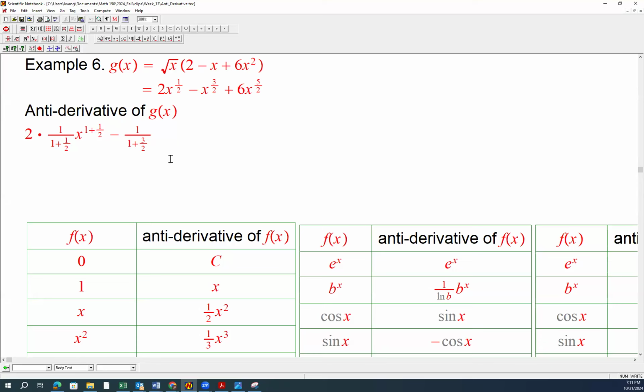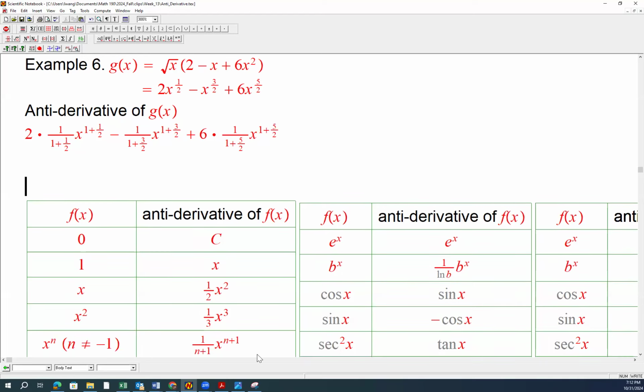3 half. It's 1 plus n plus 1, the same thing. So x raised to the power of the same number as in the denominator. Plus the 6 multiply the antiderivative of x raised to the power 5 half, right? So that we're gonna get 1 plus 5 half under 1, and then x raised to the power of 1 plus 5 half, okay? Because that's the power rule formula. So we're going to use this.